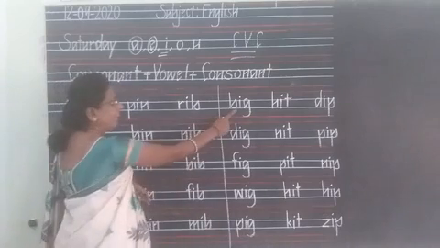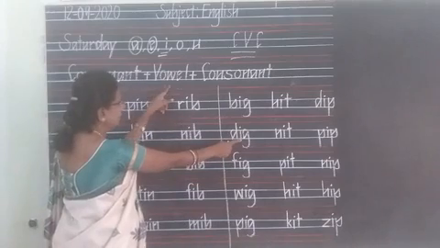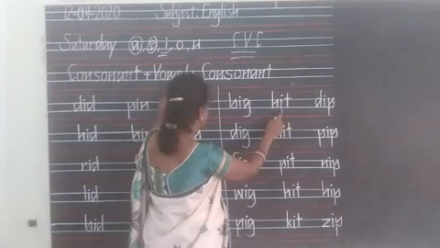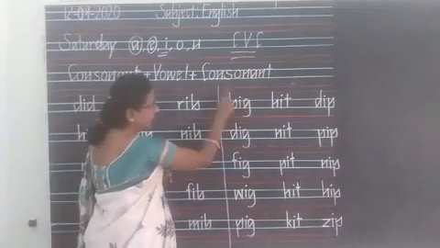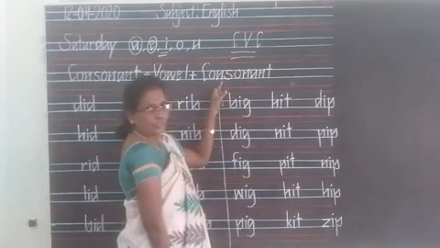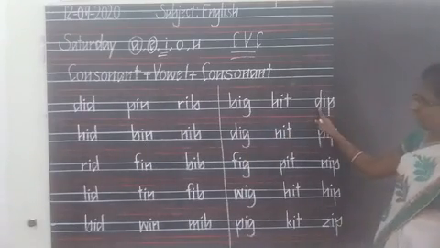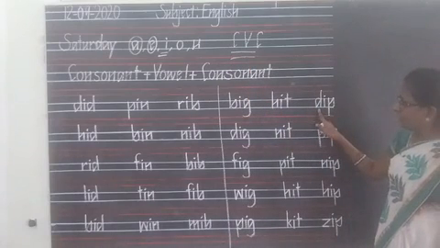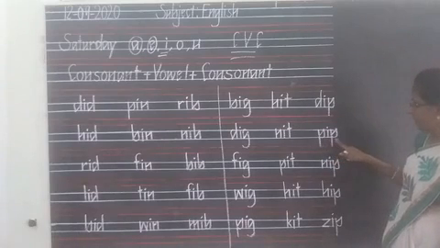Here is the IG group of words. B consonant, I vowel, G consonant. Here also D consonant, I vowel, G consonant. Here is the IT group of words. H consonant, I vowel, T consonant. N consonant, I vowel, T consonant. Likewise, P consonant, I vowel plus T consonant. Here also, like that, IP group of words. D consonant, I vowel, P consonant. Consonant plus vowel plus consonant.